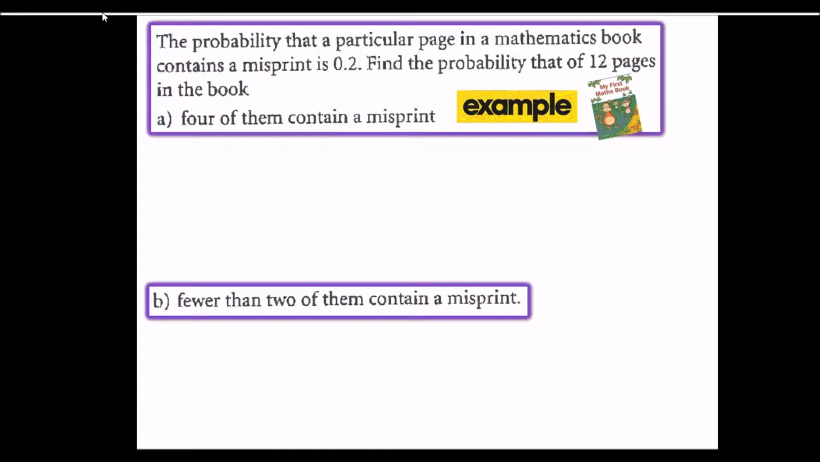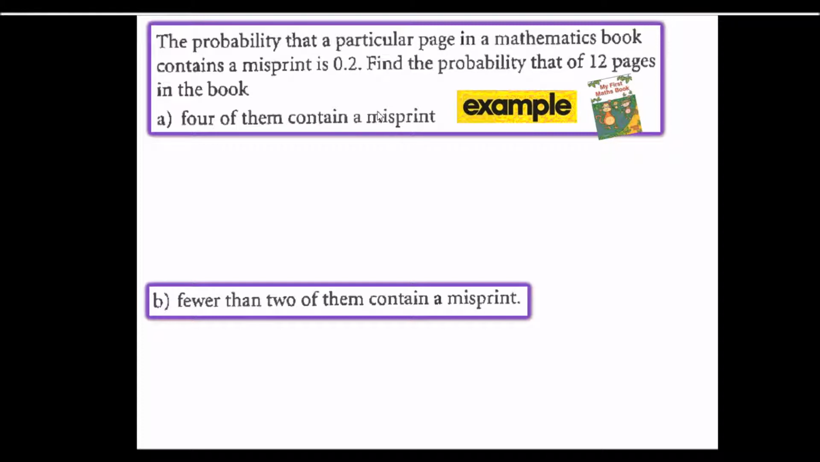Let's do a different one. The probability that a particular page in a math book contains a misprint is 0.2, so a 20% chance that there's a misprint. Find the probability that of the 12 pages in the book, 4 of them contain a misprint. So a misprint in this case would be the success.